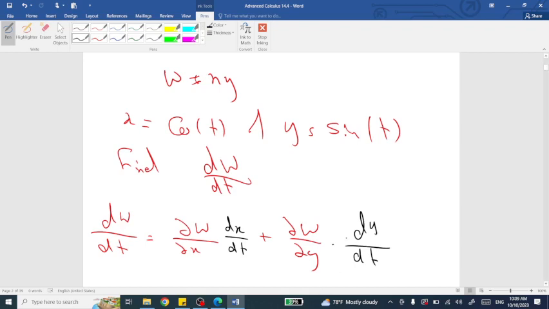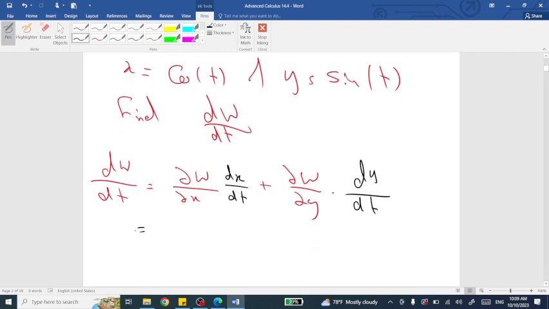Clear? So dw by dx is equal to what? Tell me, the derivative of w by x. x is the variable, y is the number, so the derivative of x is 1, and only y remains. Am I right? How about dw by dy? Now x is the number and only y is the variable, so it is equal to x. Clear? Now, how about dx by dt? It is equal to minus sine of t. Am I right?